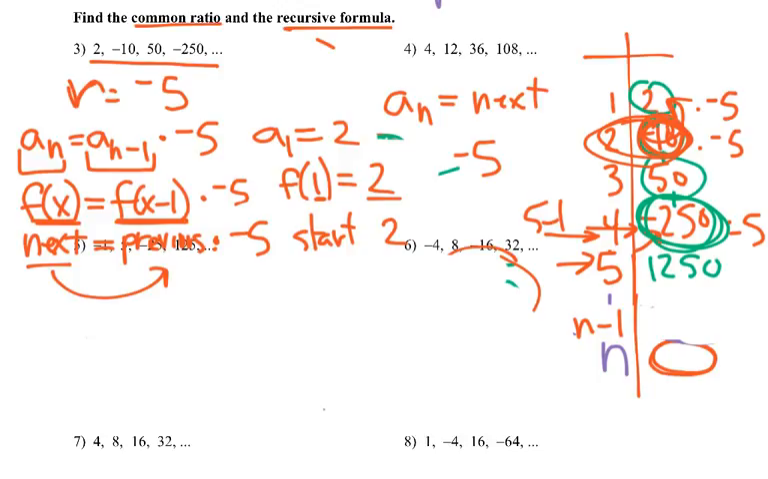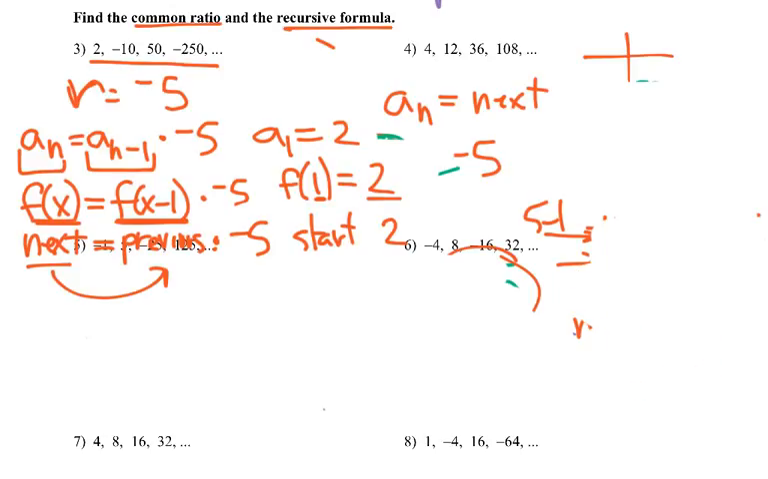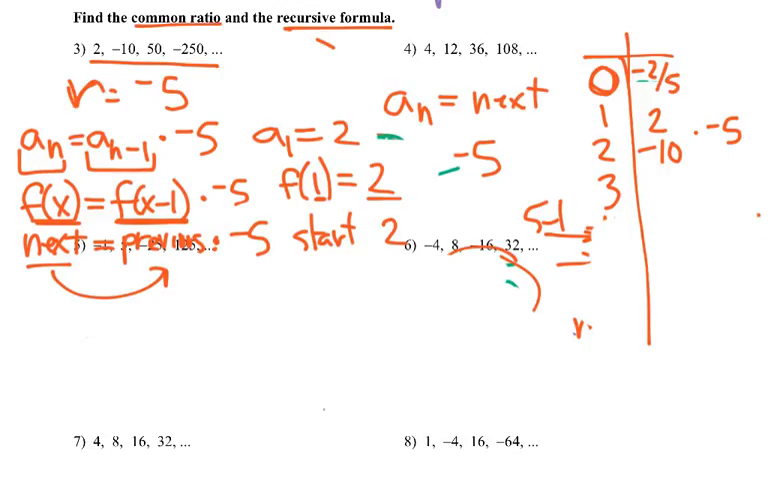Now, when we get past recursive equations and we get to explicit equations, we were actually going to need more than the first term. We're going to want to go to the 0 term. We go to the 0 term by going backwards. So negative 2 over 5 would be the 0 term. That's what we truly call our start number. So this one I probably shouldn't have called the start. I should have called it first term.